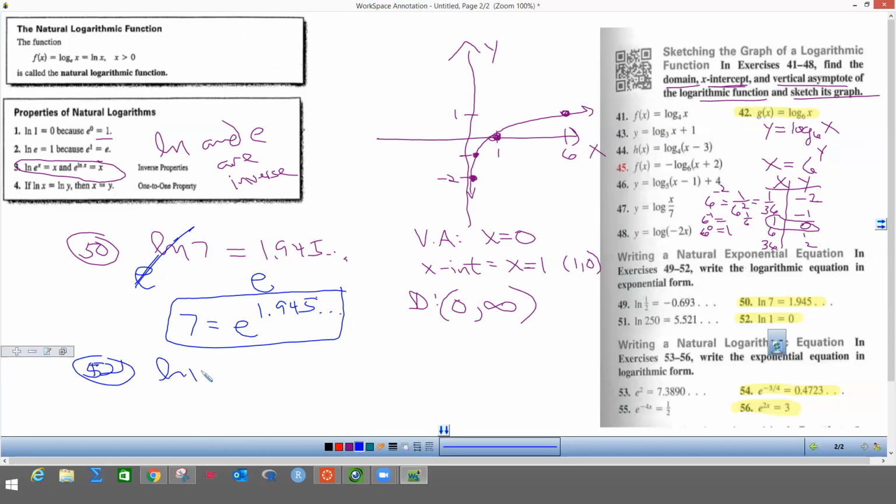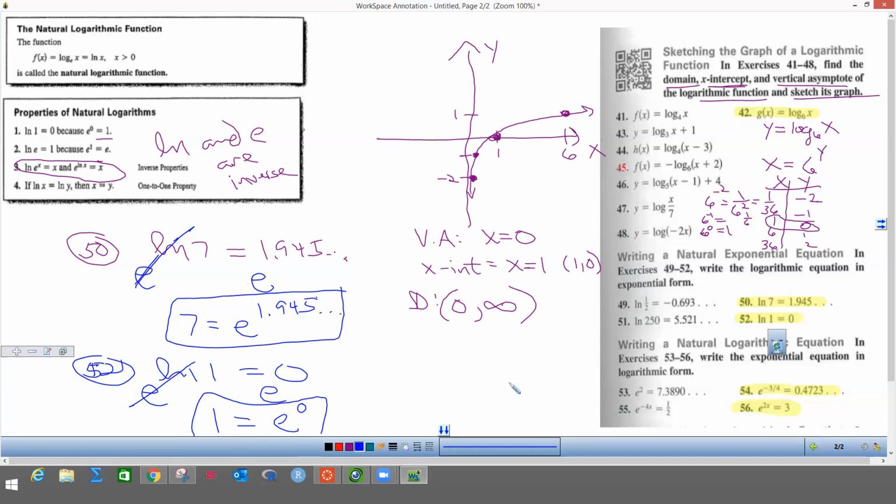If I do number 52, we're going to do it very similarly. 52 says the natural log of 1 equals 0. So we're going to do an E here, and we're going to do an E here. And this cancels out, so I get 1 here is equal to E to the 0. And like I just said a few minutes ago, anything to the 0 power is 1.